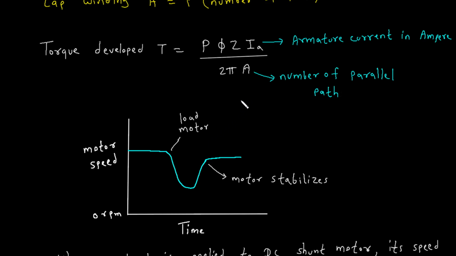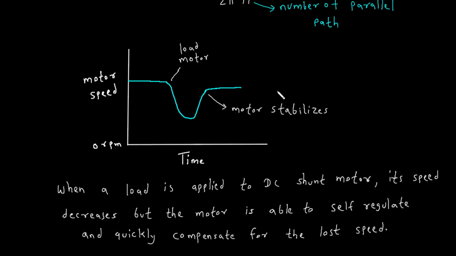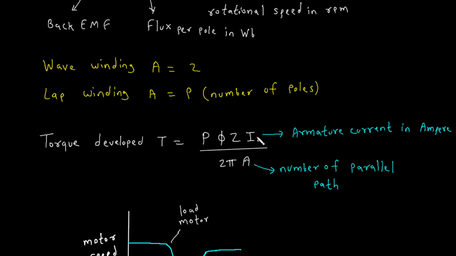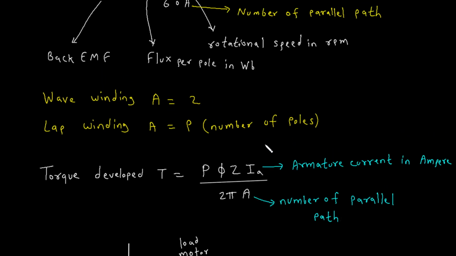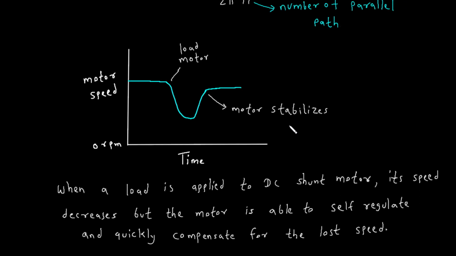One of the critical features of a DC shunt motor is its ability to maintain a constant speed. When a load is applied to the motor, the speed decreases. This reduction in speed reduces the back EMF, EB. As a result, the voltage difference across the armature resistance increases, causing an increase in armature current, IA. The increased armature current generates more torque, compensating for the lost speed and allowing the motor to stabilize. Thanks to this self-regulating property, the motor maintains a constant speed regardless of load variations. This characteristic makes DC shunt motors ideal for applications where consistent speed is essential.